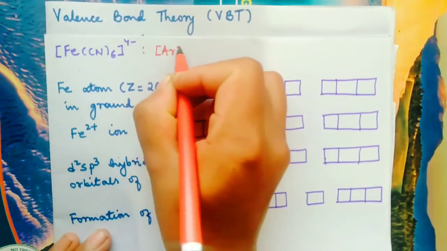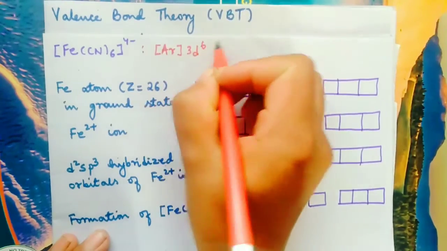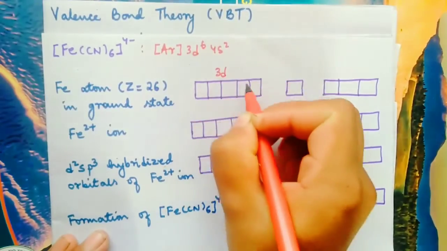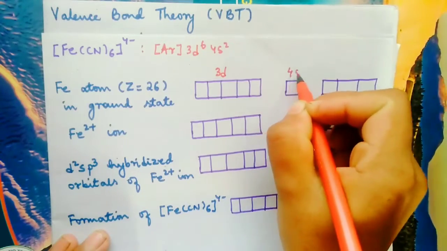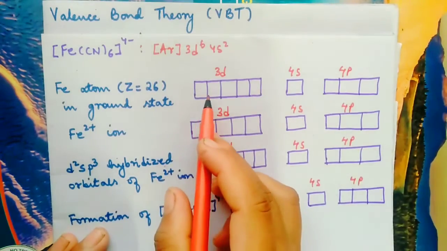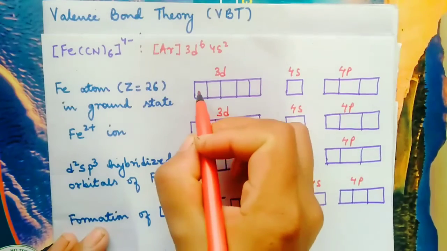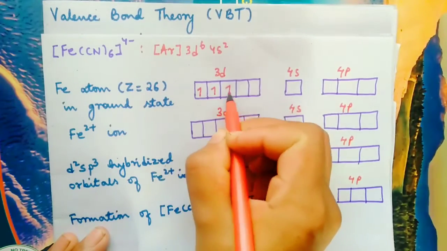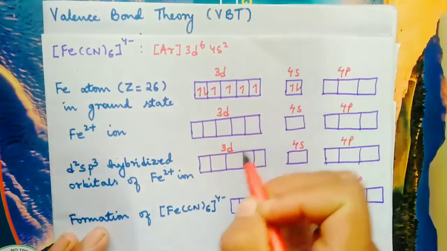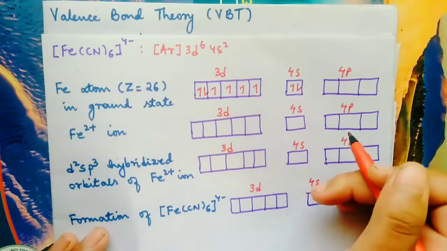Argon 3d6 4s2. This one is your 3d orbital, 4s, 4p. In the 3d orbital we have 6 electrons, 1 2 3 4 5 6, and in the 4s we have 2 electrons.